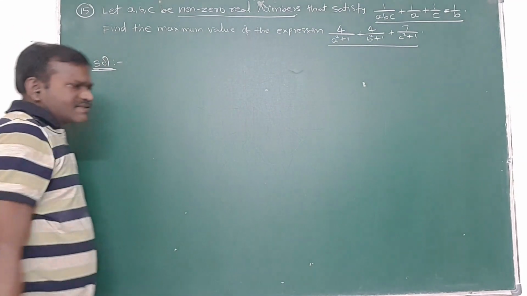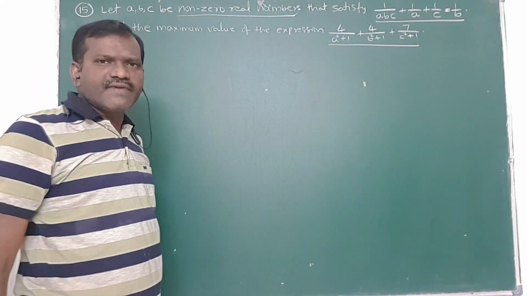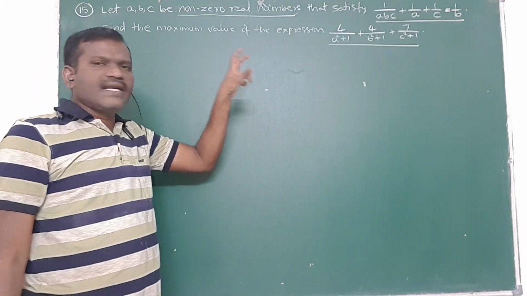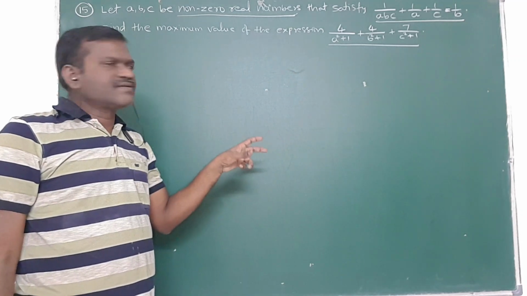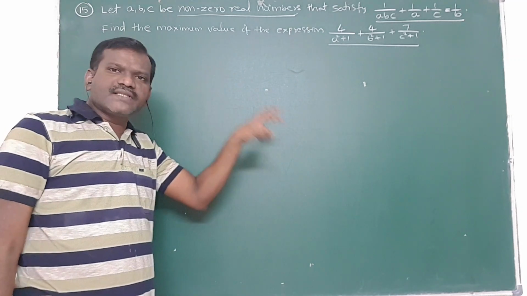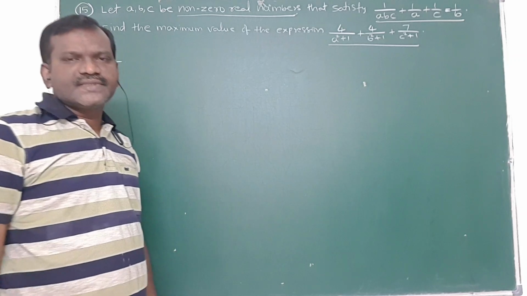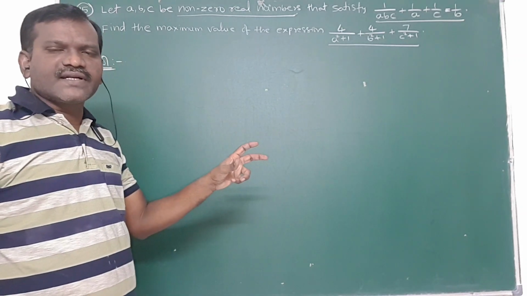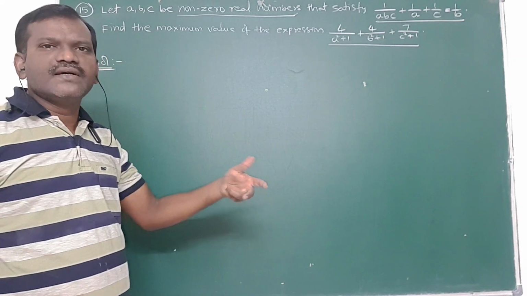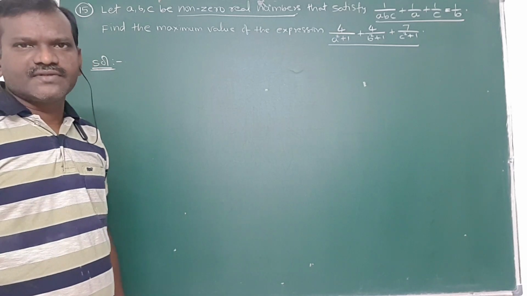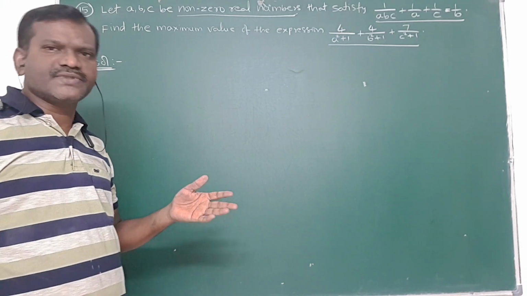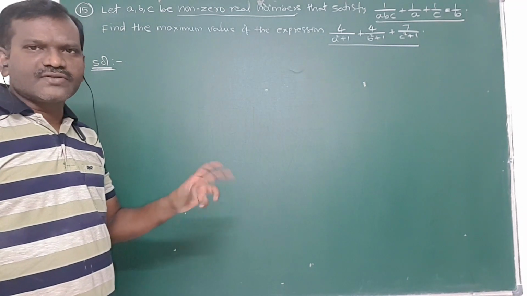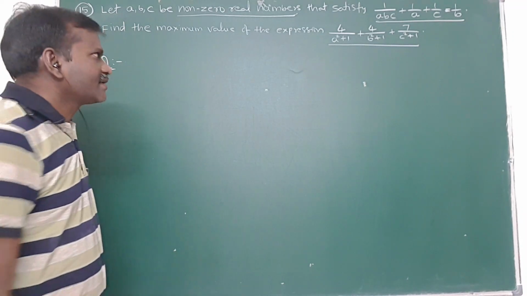In this question some algebraic manipulation is required, and also the relation between a, b and c is important here. So we have to observe the relation between a, b and c. By observing that, if any substitution is possible, go for the substitution, whether it is trigonometric substitution or logarithmic substitution or exponential substitution, whatever it is, to simplify that. That is the important thing here.